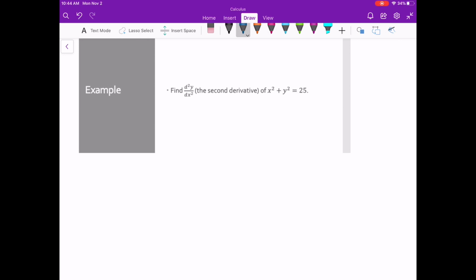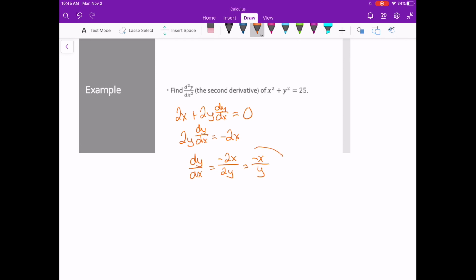So let's first go for the first derivative. So the derivative of x squared is 2x. The derivative of y squared is 2y dy dx. And the derivative of 25 is 0. So 2y dy dx equals negative 2x. Divide by 2y, so dy dx equals negative 2x over 2y. Or we can just write negative x over y. Now, we are going to take this, and we are going to find the derivative of it.